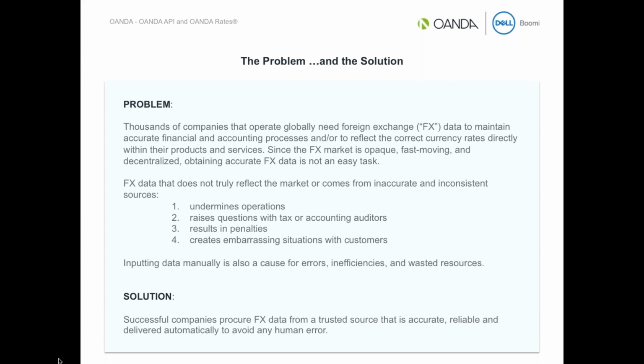So we first wanted to start with why a company would specifically need FX data. We work with several companies, thousands of companies actually. If you are a company that's operating globally and you're transacting internationally, you're going to need access to the most accurate foreign exchange rates data to feed into either your accounting and ERP system or potentially into your underlying product.